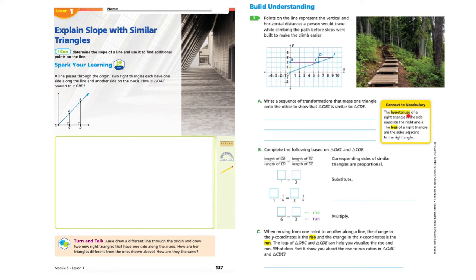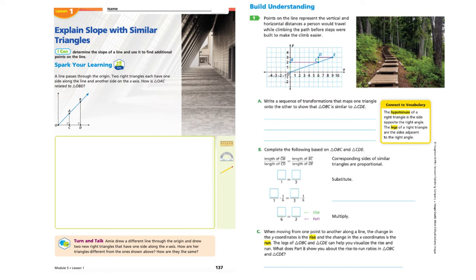The hypotenuse of a right triangle is the side opposite the right angle. The legs of a right triangle are the sides adjacent to the right angle. So in this triangle, you can see this is the right angle. So this side opposite that right angle is the hypotenuse. Here, this small little angle here is the right angle. This would be the hypotenuse opposite that. So if this is the right angle here, this would be a leg, this would be a leg. And again, if this is the right angle here, DE and CD would be legs of that triangle.